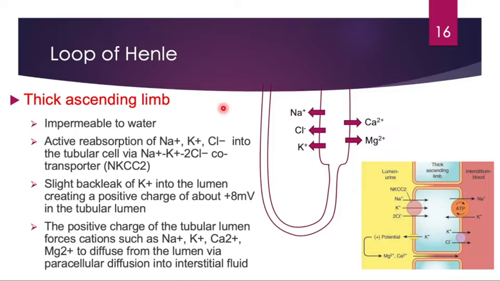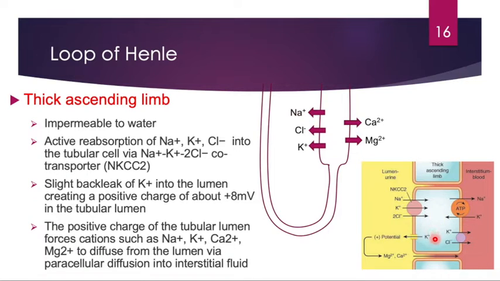Similar to the thin ascending limb, the thick ascending limb is also impermeable to water. However, the thick ascending limb reabsorbs a significant amount of solutes because it has many types of transporters. One of the transporters is the sodium potassium 2 chloride cotransporter, NKCC2. NKCC1 is located throughout the body, but NKCC2 is located specifically in the kidney. This NKCC2 allows reabsorption of sodium, potassium, and chloride into the tubular cells.